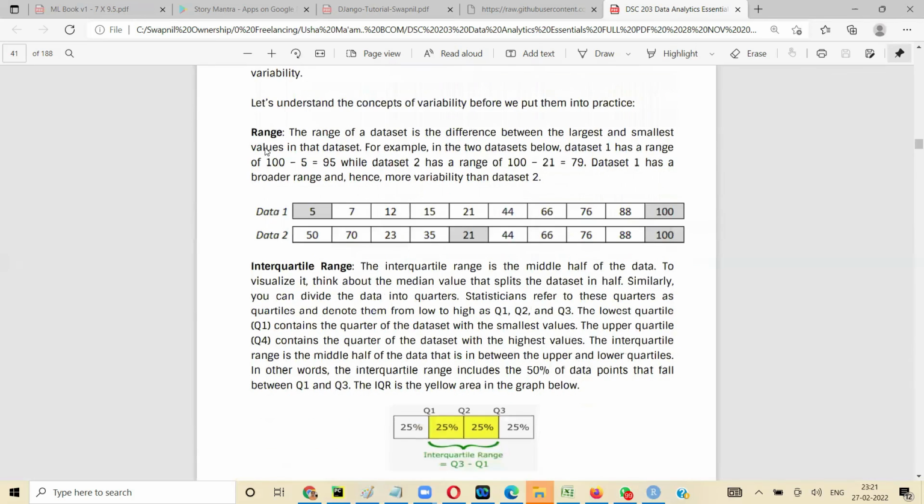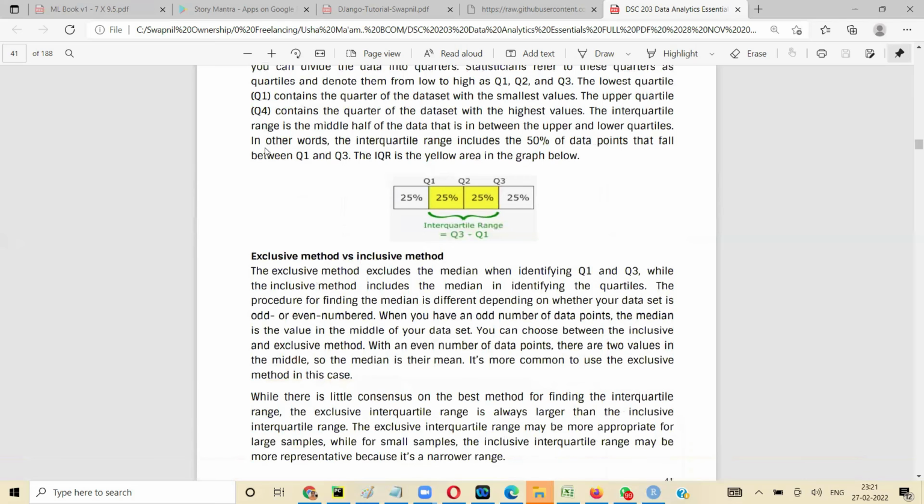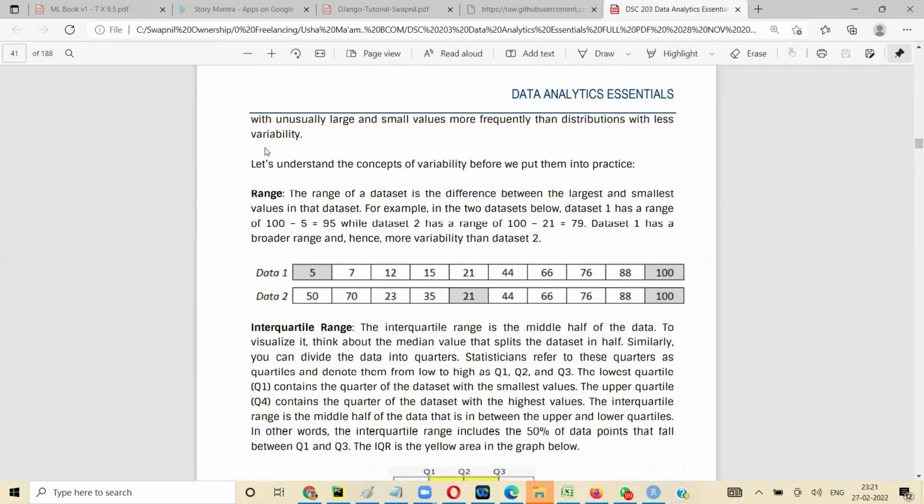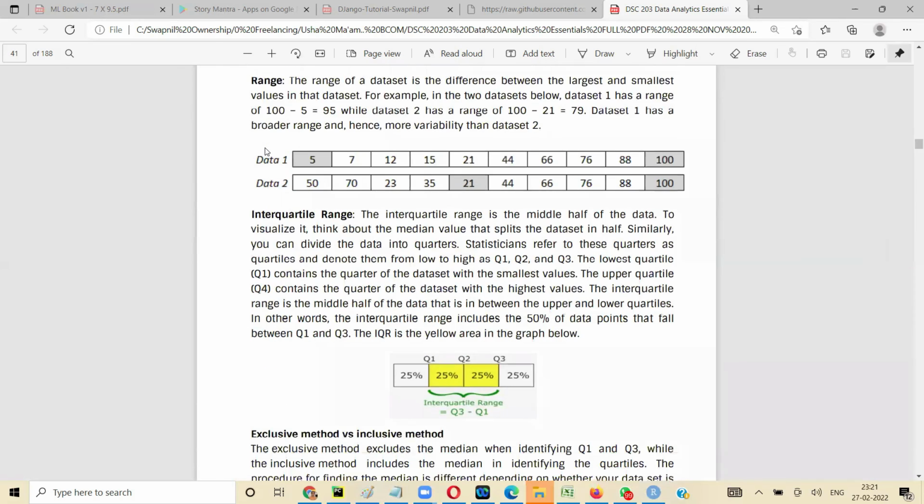Here, to understand that, we have to talk about range and interquartile range. Range is maximum value minus minimum value. Interquartile range, we did this when we were doing the box plot, isn't it? You have four groups, each containing 25% of the data. If data is 100, you will have 25, 25, 25, 25. If data is 1,000, you will have 250, 250, 250, 250. That's what we call an interquartile range.